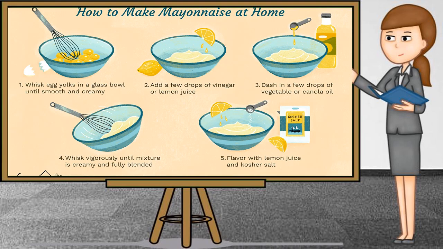I have here the simple way on how to make mayonnaise at home. First, whisk egg yolk in a glass bowl until smooth and creamy. Second, add a few drops of vinegar or lemon juice. Third, dash in a few drops of vegetable or canola oil. And fourth, whisk vigorously until the mixture is creamy and fully blended. And finally, flavor with lemon juice and kosher salt.